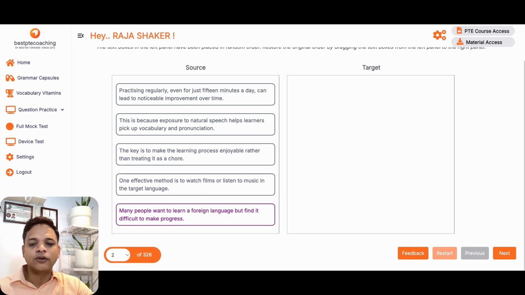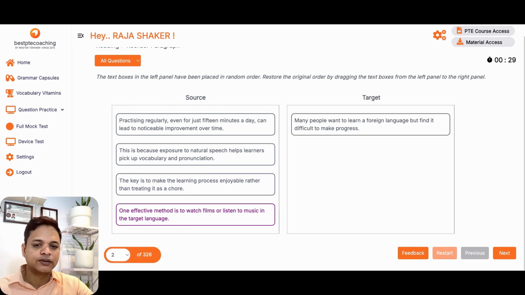Many people want to learn a foreign language but find it difficult to make progress. Okay, this is fine. They want to learn a foreign language, but they find it difficult to make progress. That's the topic. Now, this topic's tail: they want to learn a foreign language, but it is difficult to make progress. So, what should be the suitable next one? Practicing regularly, even for just 15 minutes, can lead to improvement over time. So, it's not about improvement. This is because exposure to natural speech, not matching this.